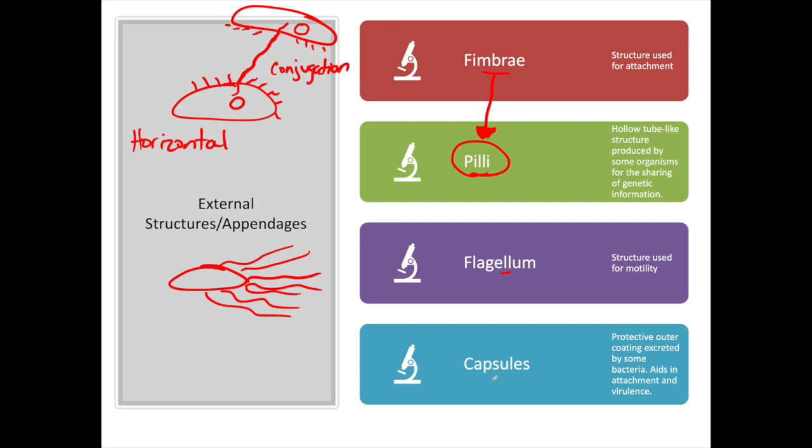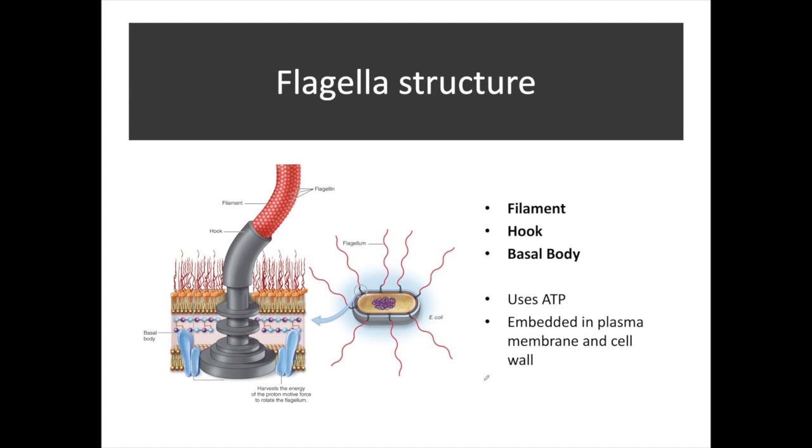The last are capsules. Capsules are protective sugar coats that are found on the outside of bacterial cells. The bacteria, in order to produce a capsule, have to have a gene for it, so not all bacteria are capable of capsule production. I call capsules kind of Harry Potter invisibility cloaks. And we'll go into more detail on those as well.